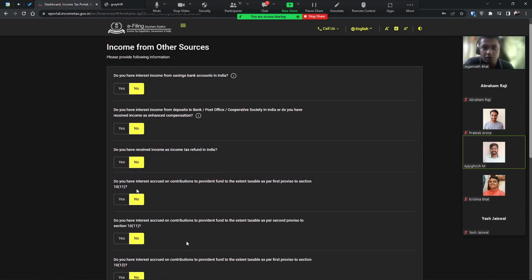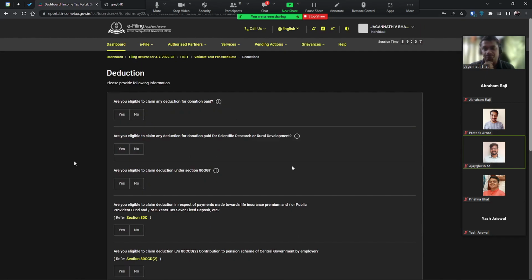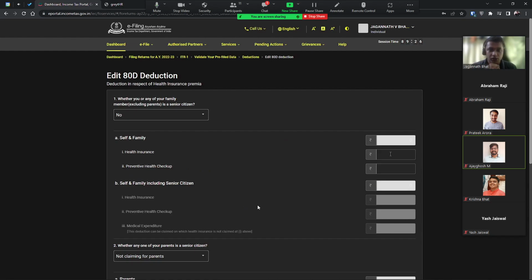If you have income from other sources, other than your salary, any income that you want to inform the government about, you have to inform them here. Then there are deductions, also things that we talked about. Here is 80C, 80CCD, and health insurance is also there below. All of these you can enter here.